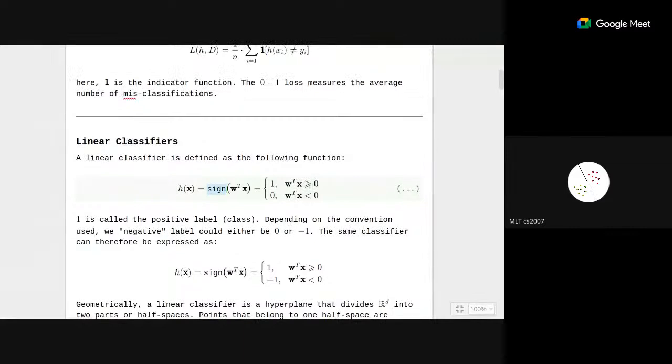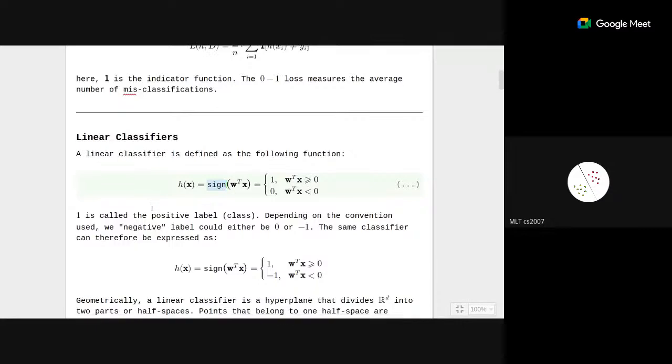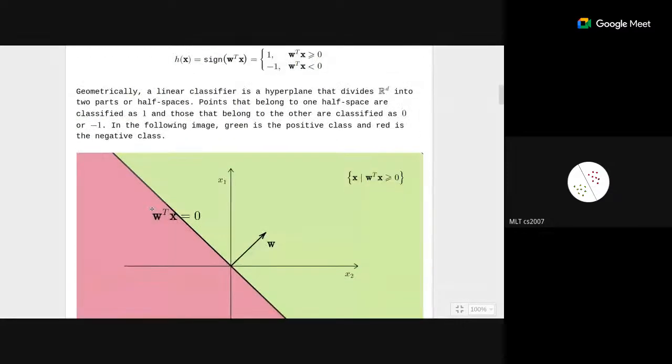This equal to zero goes to which side? Mostly it will go to the W transpose x greater than side. So if it is equal to zero, then that is going to be called a positive class. Again, convention, right? So there's nothing sacrosanct about calling it one. You could also call it zero, but again, that's how we choose to do it.